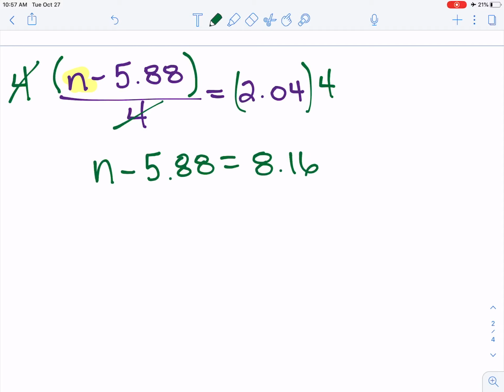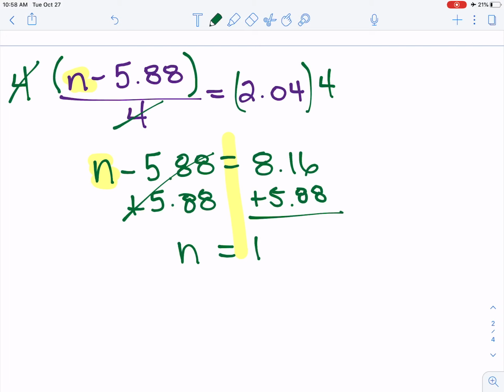All right, my next step is I have to focus on getting this variable by itself. Since we have a minus 5.88 or 5 and 88 hundredths, we're going to add that to both sides, keeping in mind that when I say both sides, I mean that equal sign serves as the balance of one side versus the other. On the left side, those two are going to cancel out, and I'm going to be left with n equals. If I add these two together on the right side, I'm going to end up with 14 and 4 hundredths.